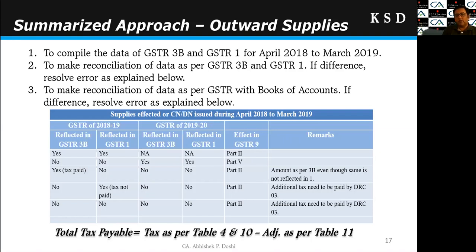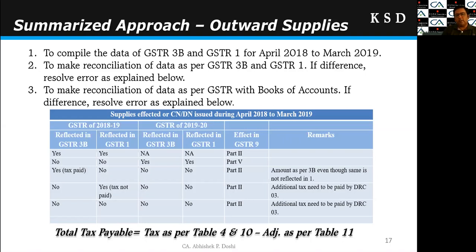Now the reverse case. I have reflected the transaction in the GSTR 1, but I have not discharged the tax through GSTR 3B. So say for example, an invoice of 1 lakh rupees has been reflected in GSTR 1, but the same has been missed out in GSTR 3B. In 1920 I have done nothing, right? So here this transaction will also be classified under table 4 of the GSTR 9 part 2, but the tax has not been discharged, so there will be short payment of tax, and that tax liability needs to be discharged through the DRC 03 channel.